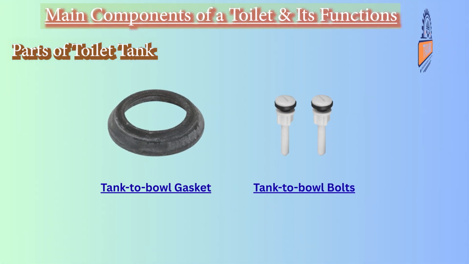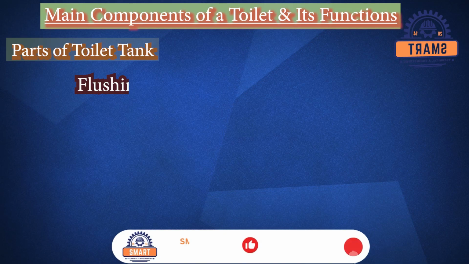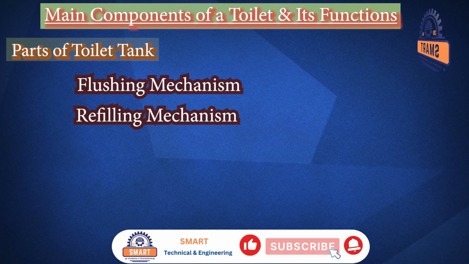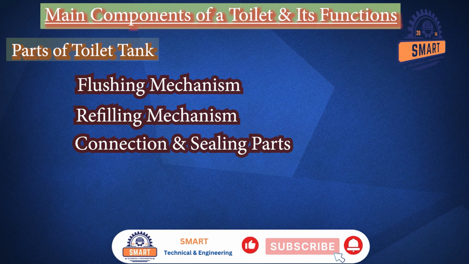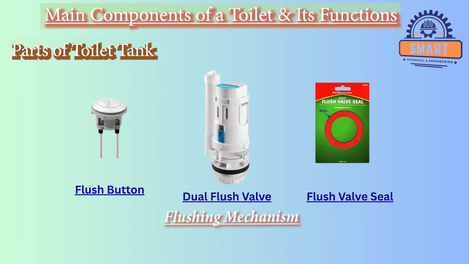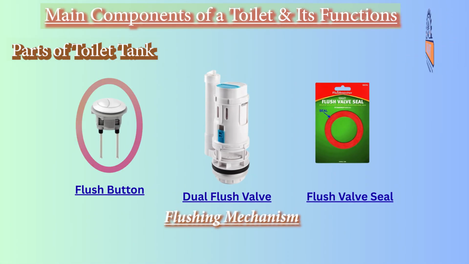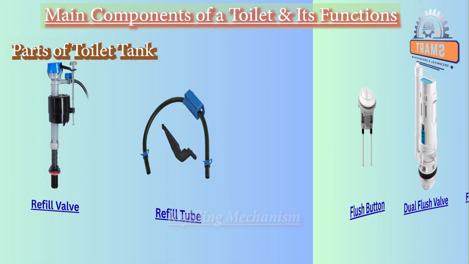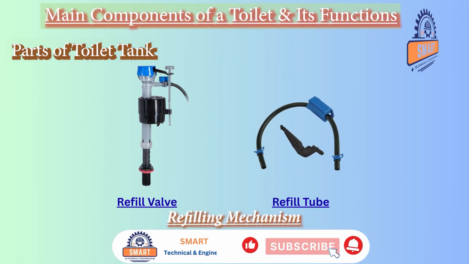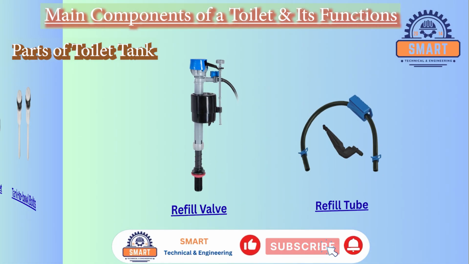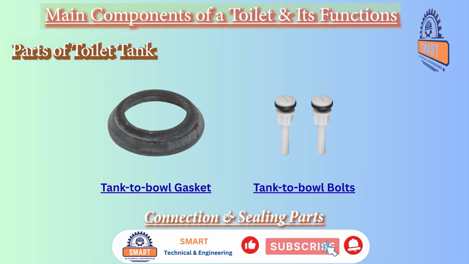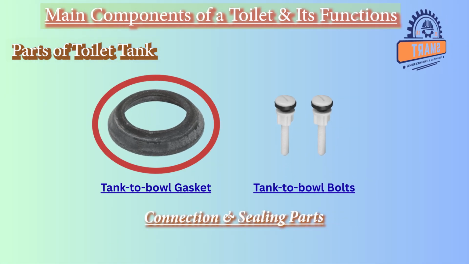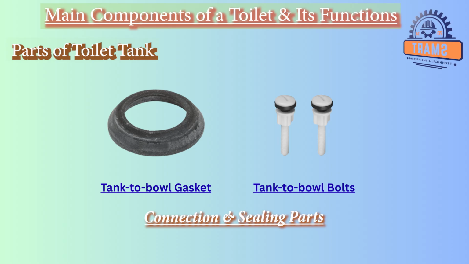So, this can be categorized by their purpose: flushing mechanisms, refilling mechanisms, and connection and sealing parts. The flushing mechanisms of the toilet tank include a flush button, a dual flush valve, and a flush valve seal. The refilling mechanisms of the toilet tank are the fill valve and refill tube. And then the connection parts of the toilet tank consist of a tank-to-bowl gasket and the tank-to-bowl bolts.